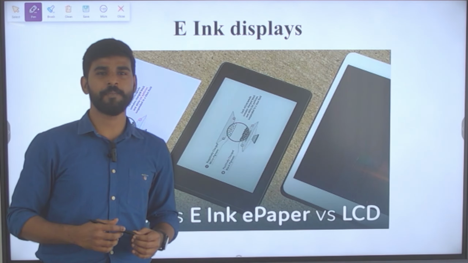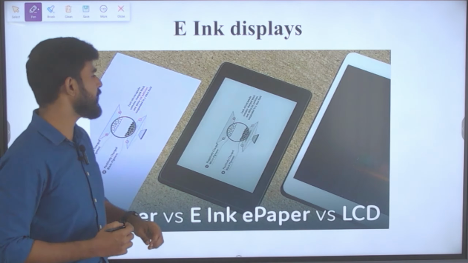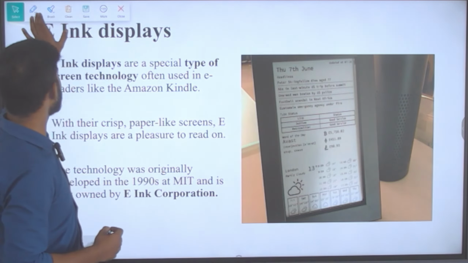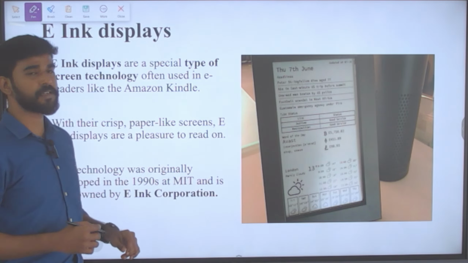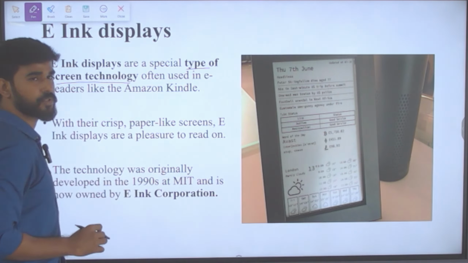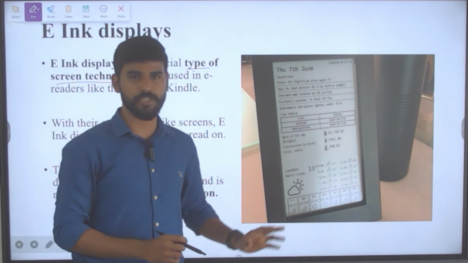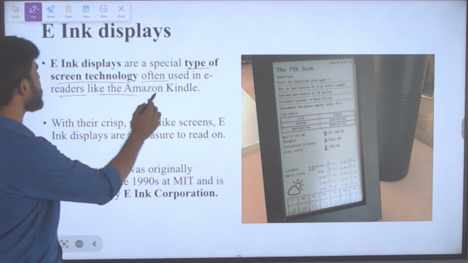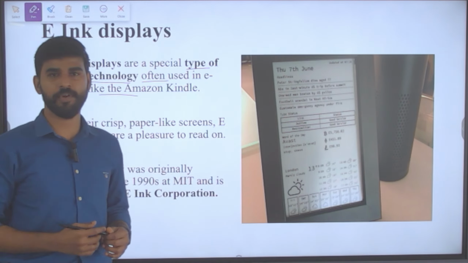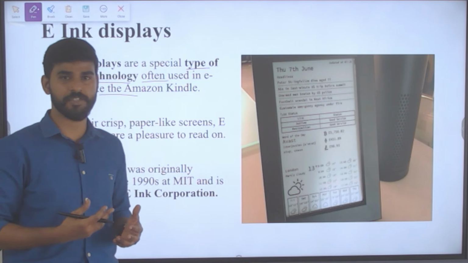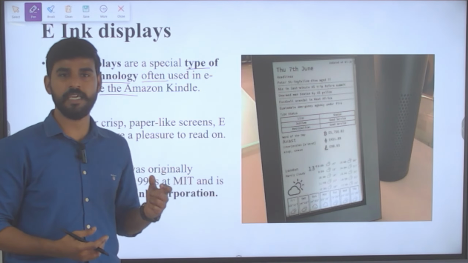E-ink display. So what is e-ink display? We must understand this in greater detail. E-ink displays are a special type of screen technology. It is often used in e-readers like Amazon Kindle. In Amazon Kindle you must have seen these e-readers. There they use this e-ink display.